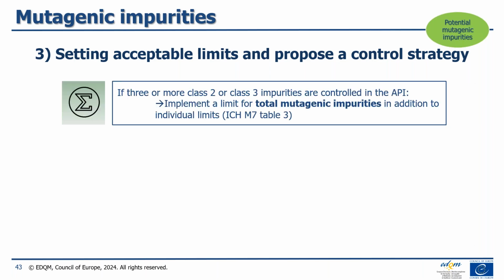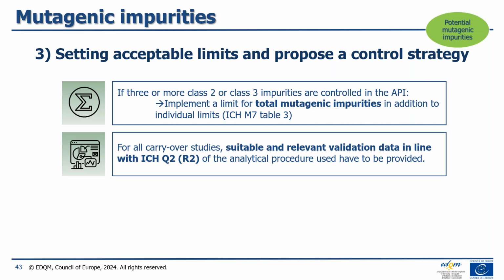Other aspects of the guideline which have to be considered. So the TTC limit has to be applied to individual impurities. However, if you have 3 or more class 2 or class 3 impurities which are controlled in your substance, which means as per option 1, then there is a need for you also to implement a limit for total mutagenic impurities in addition to those individual limits. So for this, defining the limit for total mutagenic impurities, you can find guidance in table 3 of the guideline.